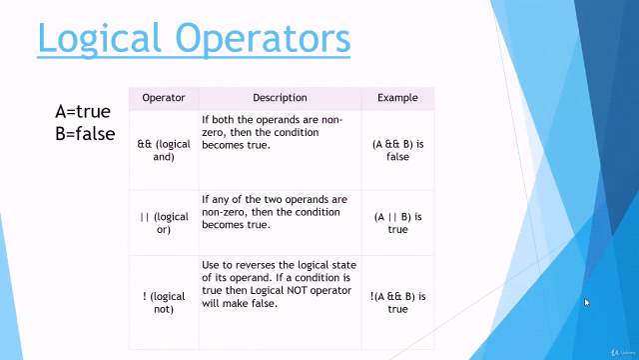And now we have the logical operators. You can see on the screen, logical operators. For example, we have two variables, A equal to true and B equal to false. Definitely these both are Boolean type variables.